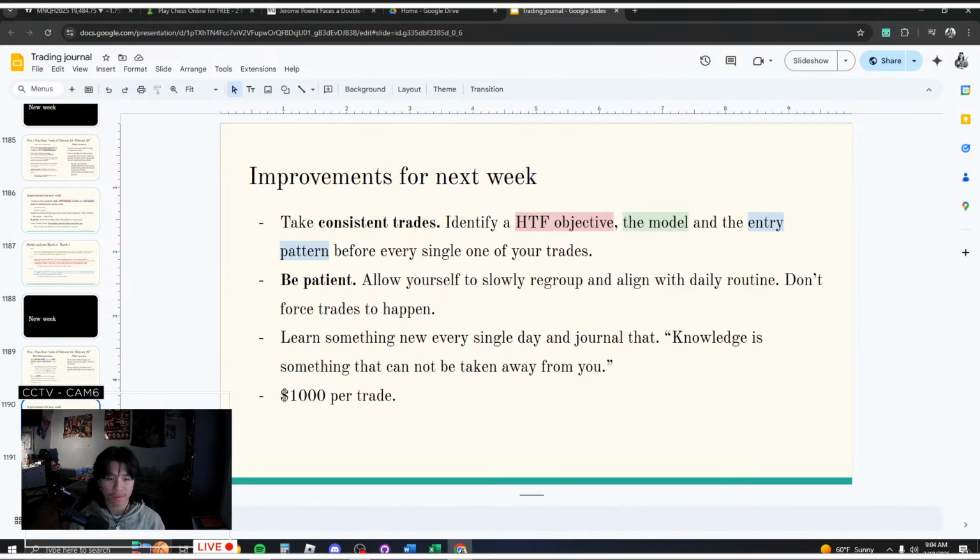So some improvements here. Taking consistent trades, like I said, I should be able to identify what my higher time frame objective, what my model, and what my entry is going to be, if I'm able to identify all three of those components.